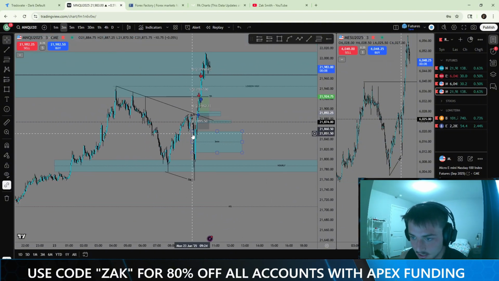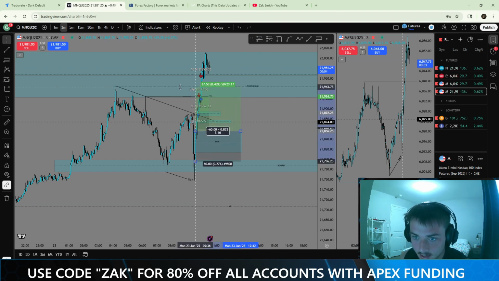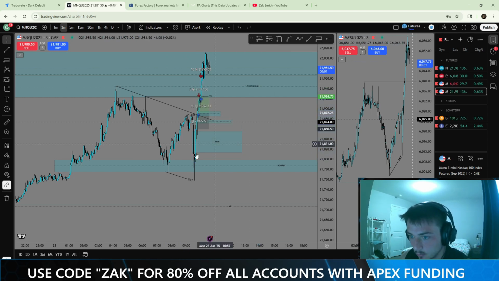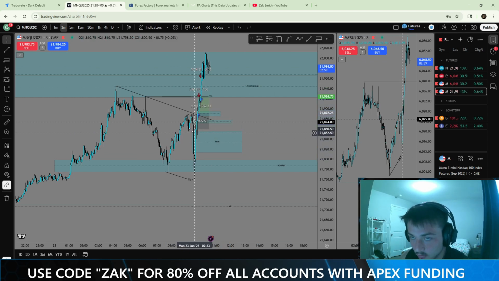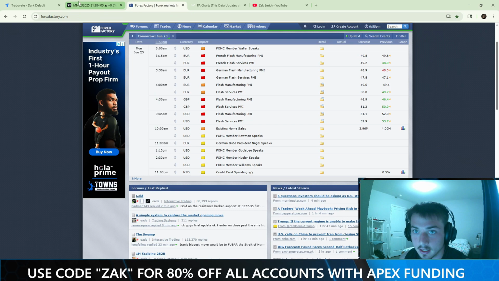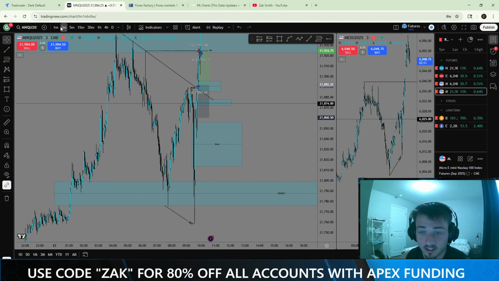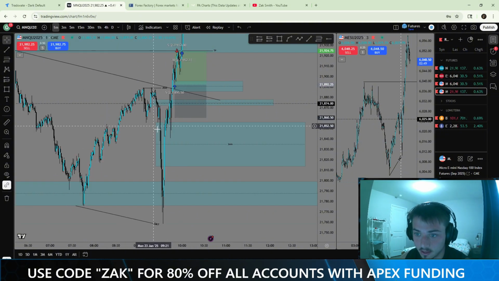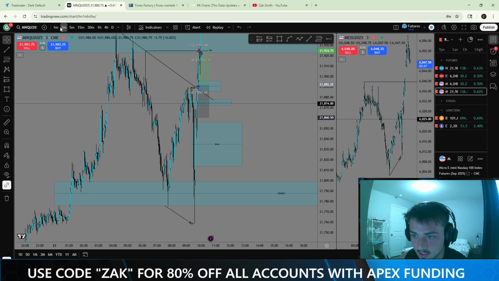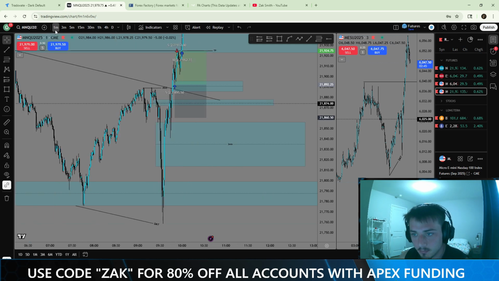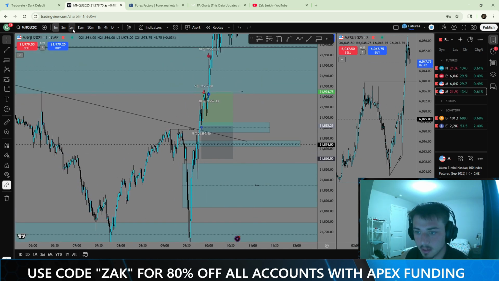I was hesitant on entering this 3-minute inversion right here. I wish I did enter because that is my model, but I wanted to see what happened after news. We had red folder right here. We had PMI at 9:45, and when this got inversed, it was like 9:36. So it was a little bit early. I wanted to wait for news, so I did not enter on that 3-minute inversion. I know a lot of people that did, but I'm not focused on other people's trading, focused on my own strategy.